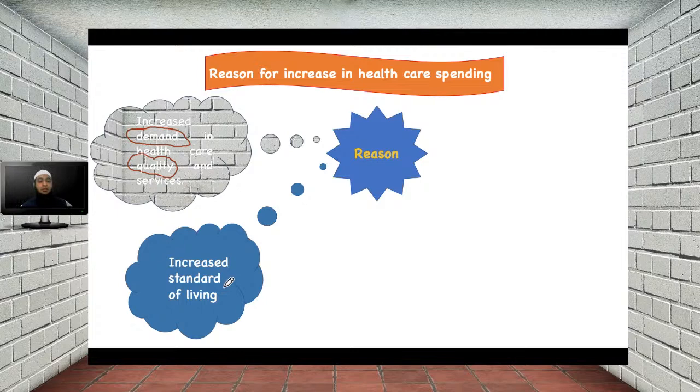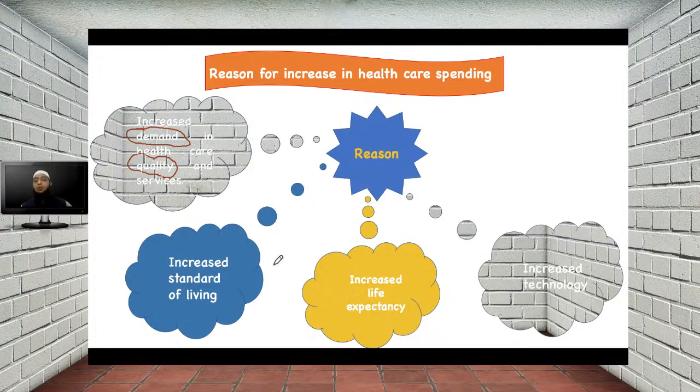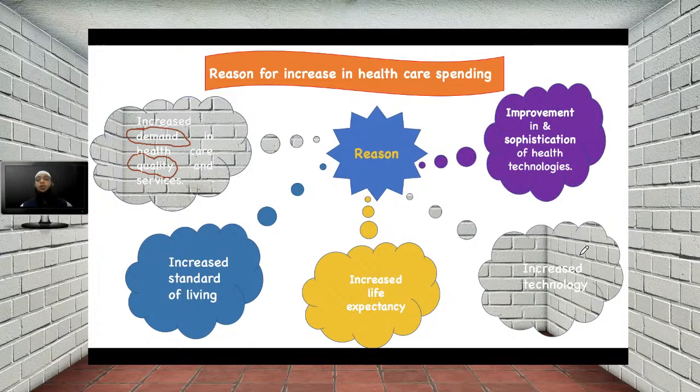Now why is there increase in the standard of living? Because there is also increase in life expectancy. The patient life expectancy has increased, and since there is increase in patient life expectancy, there is also increase in the standard of living. So these are all related. Now since there is increase in life expectancy, many companies have started developing new technology related to healthcare. So there is also increase in technology. We are not just using the technology, but in addition we are moving towards improvement in the sophistication of healthcare technology.